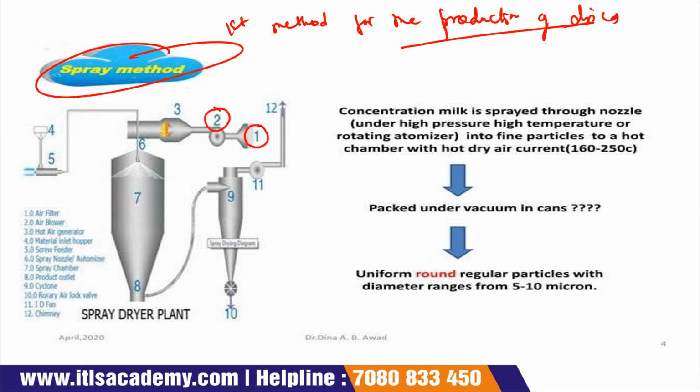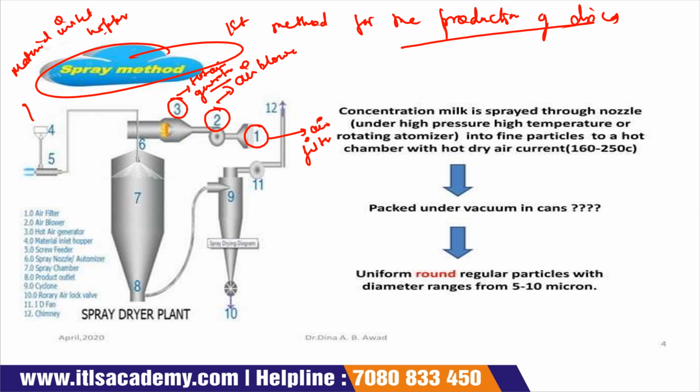Second is your air blower. Third is your hot air generator. Fourth is your material inlet hopper. Fifth is your screw feeder.